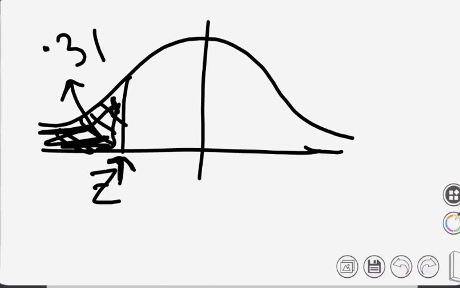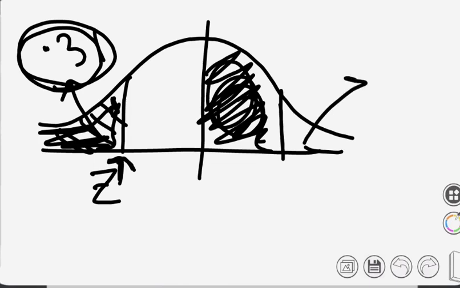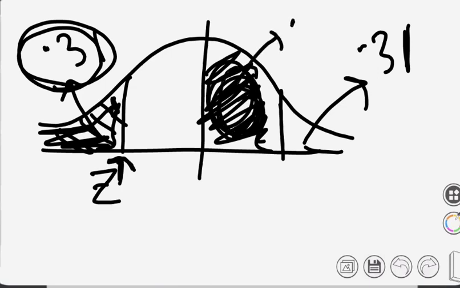But in our table, it is given this way. Here, this probability is given. As we have already discussed, this probability is 0.31, which means this probability is also 0.31. That means this probability is how much? 0.19. That's what I discussed previously. So look for that value of Z for which the probability is 0.19.